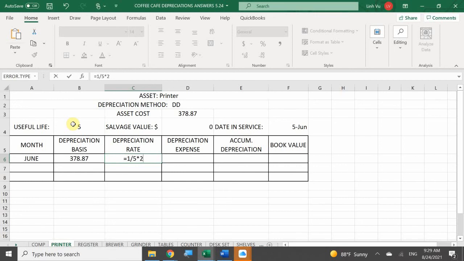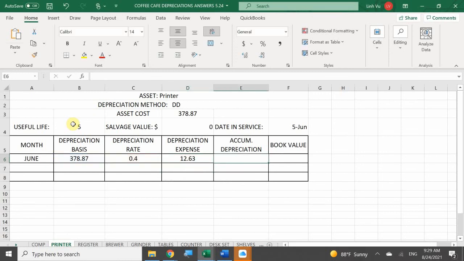Okay. So what's my depreciation expense for the month of June? Is it 12.63? $12.63. Good.